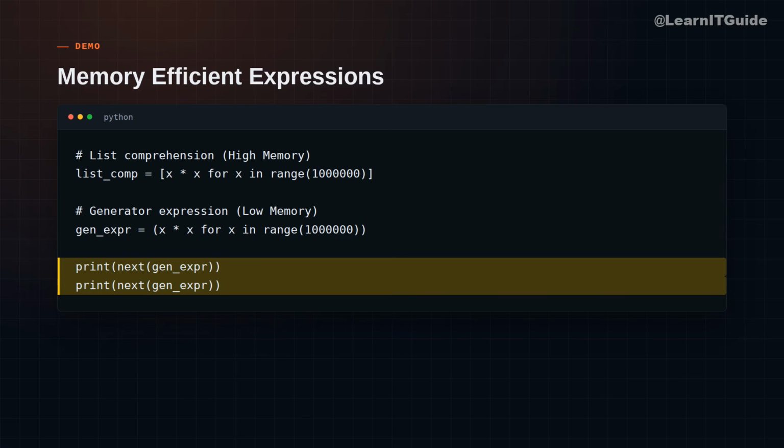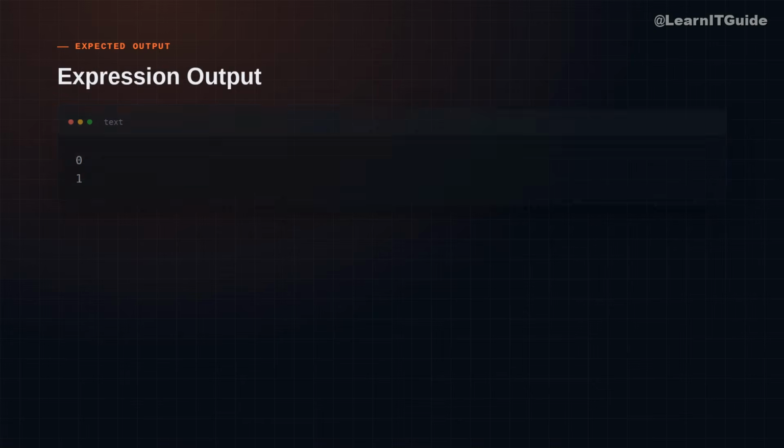The generator expression takes almost zero extra memory. The output is exactly what we expect. We get the first two squares, calculated on demand. The remaining 999,000 items have not even been touched by the CPU yet.